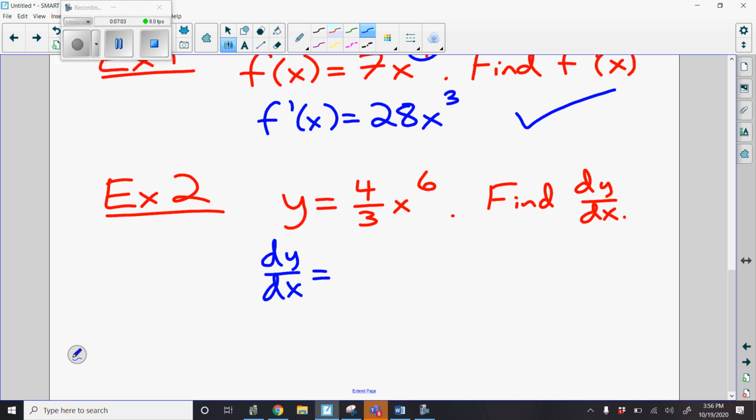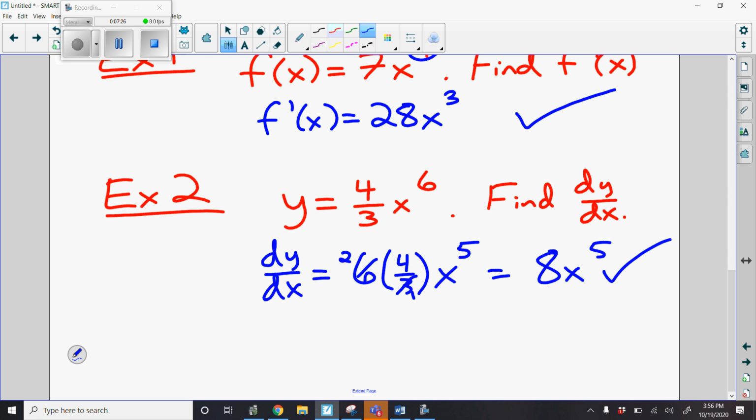So now I have to do 4/3 times 6, x, and my new power, again, you have to reduce by 1, would be to the 5th power. Simplifying this out a little bit, I can cross cancel. Both of these divide by 3, and I can get a final answer of 8x to the 5th power. And there's my simplified answer. Okay. Let's look at some more interesting ones that may not appear to work.